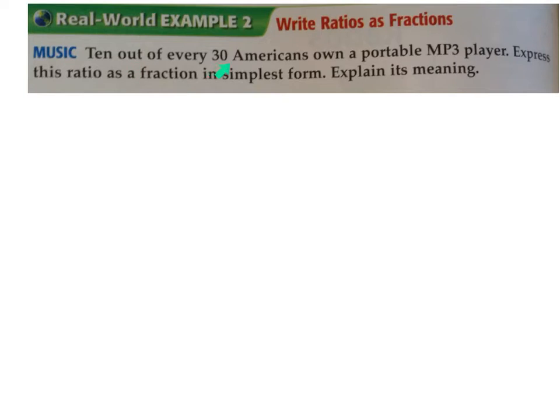So 10 out of every 30 Americans own a portable MP3 player. So let's express this ratio as a fraction in simplest form and explain its meaning. So in this case we would have 10, so as a fraction, out of every 30 own the MP3 players. And when I look at these, I can see I can divide both by 10. And when I do that, I get 1/3 would be my fraction in simplest form. And to explain it, it means 1 out of every 3 Americans owns a portable MP3 player.